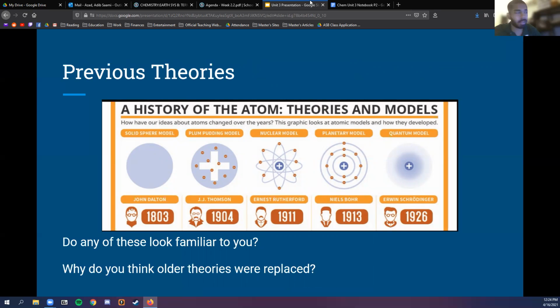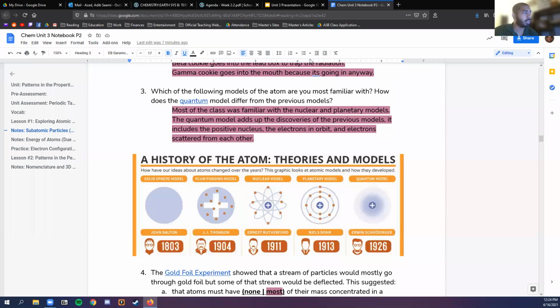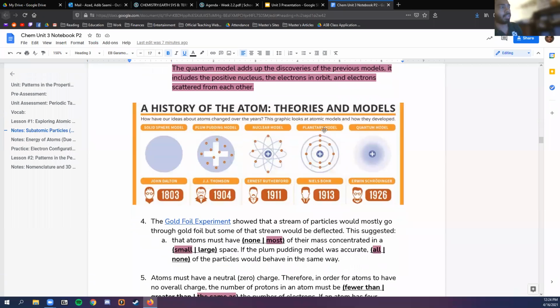And so we're going to look back at our previous theories here. I asked you guys this in class, and most of us are familiar with the nuclear model, which is what I ended up putting in. A few of us are familiar with the planetary model. And so we have a very clear lineage, right? Like a family tree. We start off with our solid sphere. Okay, that's what we all know, our atoms. We've got building blocks, that's our atoms. We realize that there are charges attached to these atoms, positive and negative charges.